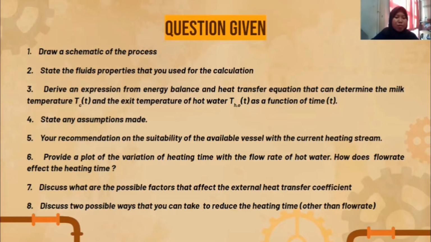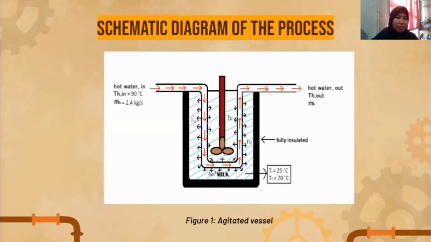Discuss what are the possible factors that affect the external heat transfer coefficient. Discuss two possible ways that you can take to reduce the heating time other than flow rate.